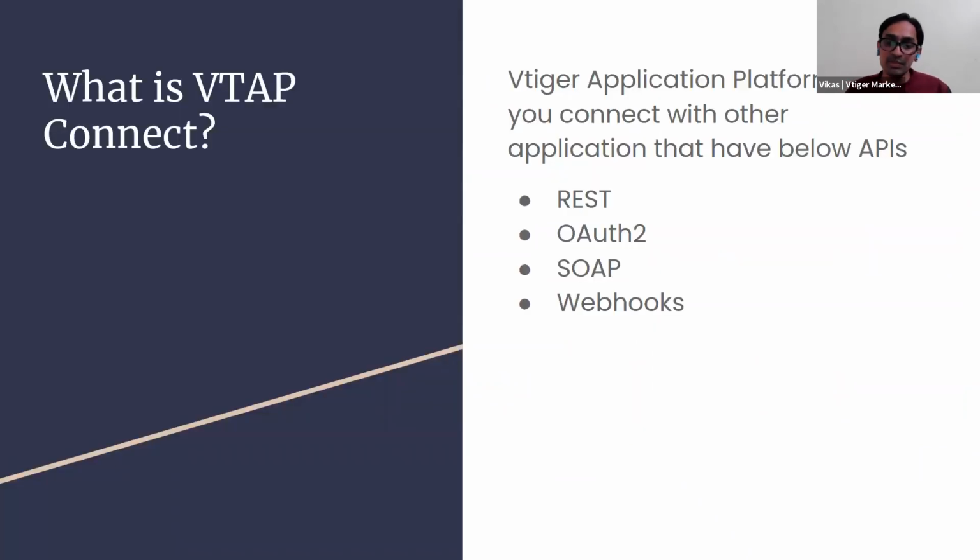So in terms of today, what I'll be talking about is more to connect with an external application. So what is VTAP Connect? As I said, we want to connect with other applications. So Vtiger in itself is not complete. So we will always be in need of getting some information from another application. And that is where VTAP Connect will come in. You can connect any application that has these APIs.